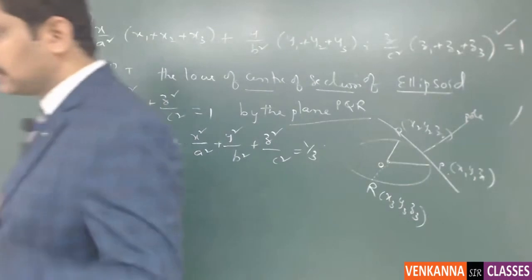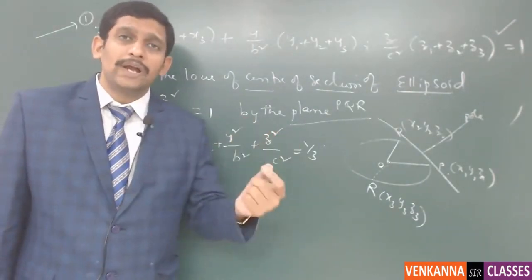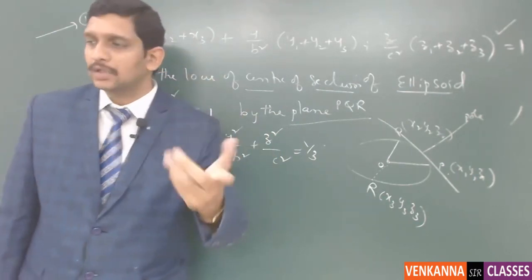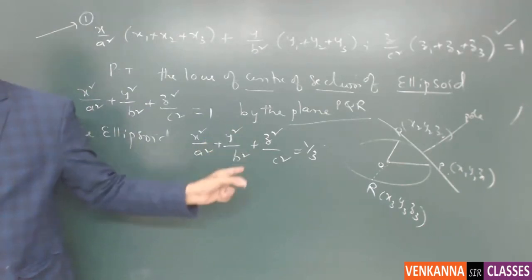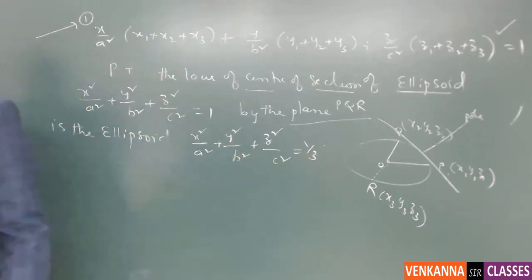In other words, by taking that point as a center, we can construct another ellipsoid whose equation is x square by a square plus y square by b square plus z square by c square equal to 1 by 3. That was the whole idea. Is it fine?